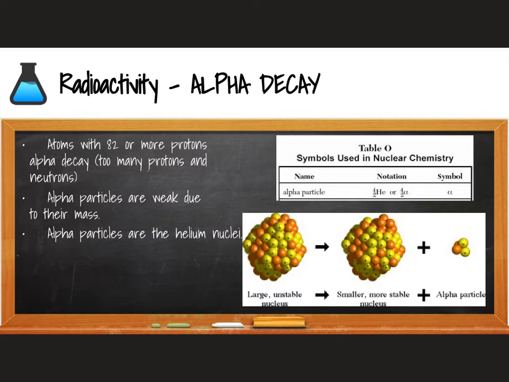One of the more popular types of decay is alpha decay. Any atom with atomic number 82 or above, so 82 or more protons, that's really what that's saying.